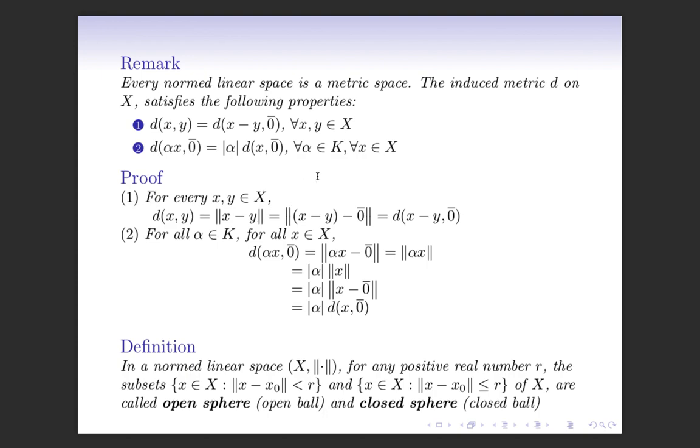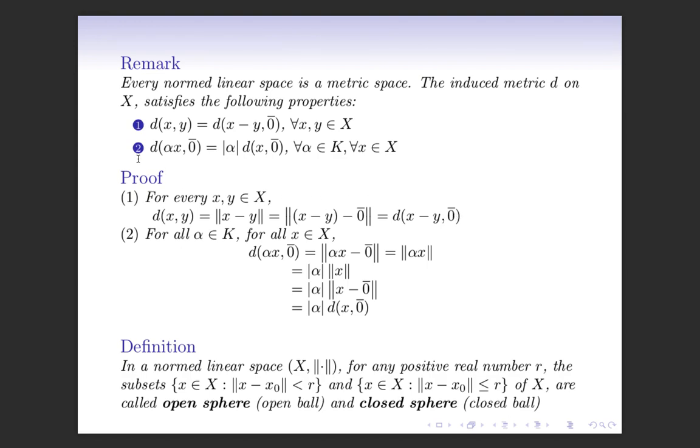Now we shall show that the induced metric D on linear space X satisfies the following properties. The first property is D of X comma Y is equal to D of X minus Y comma vector 0 for every X comma Y in capital X. Let us prove this result. D of X comma Y is equal to norm of X minus Y by definition of D, and this can be written as norm of X minus Y minus 0 vector, and by definition of D this can be written as D of X minus Y comma 0 vector.